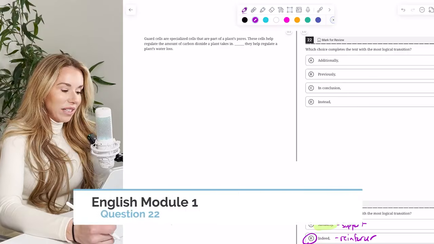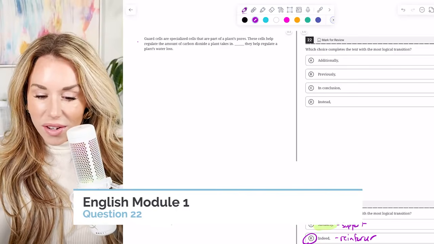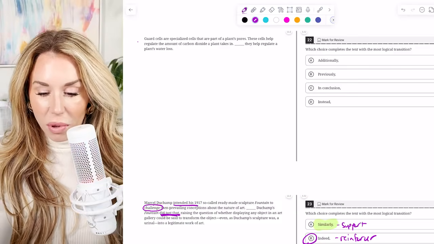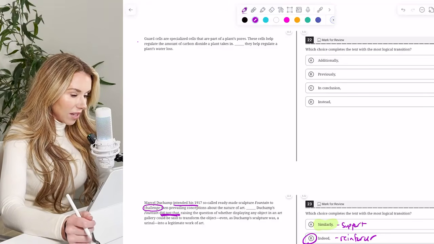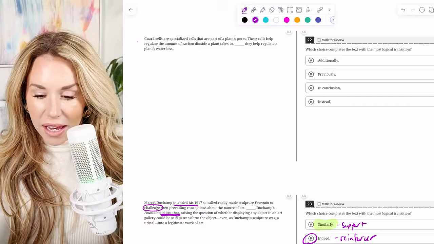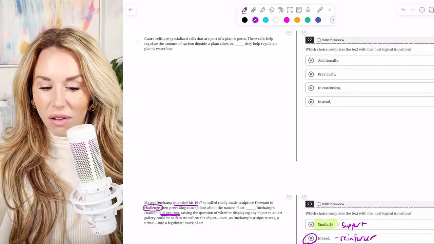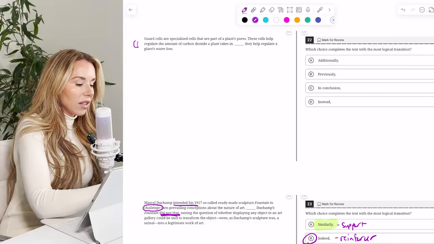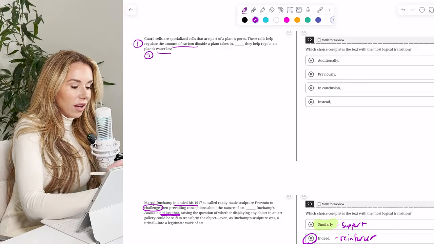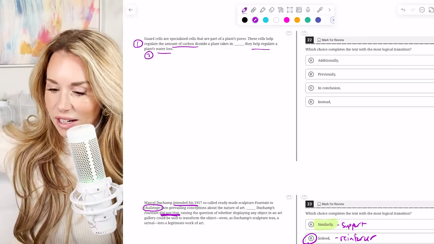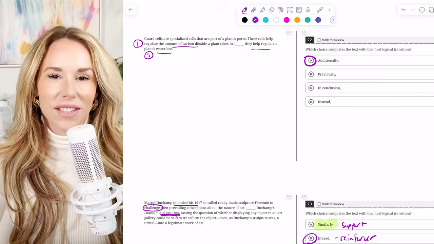All right, let's look at 22. We have guard cells are specialized cells that are part of a plant's pores. These cells help regulate the amount of carbon dioxide a plant takes in. They help regulate a plant's water loss. Okay, they're telling us two things that they help regulate: the amount of carbon dioxide and a plant's water loss. We just need a support. It's adding an extra detail, so I'm going to go with additionally.